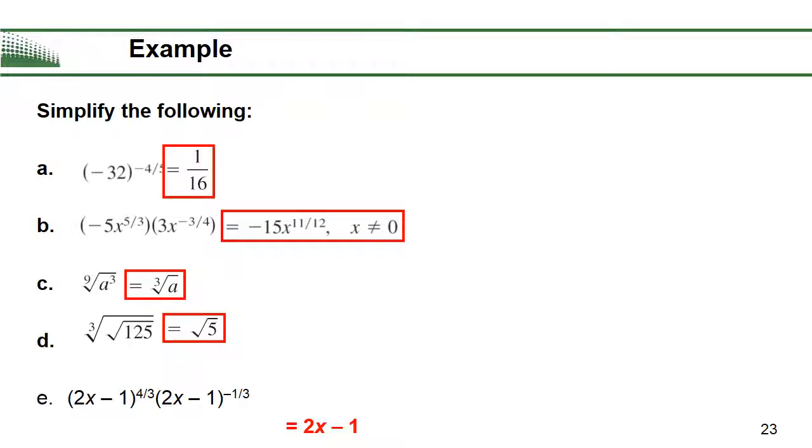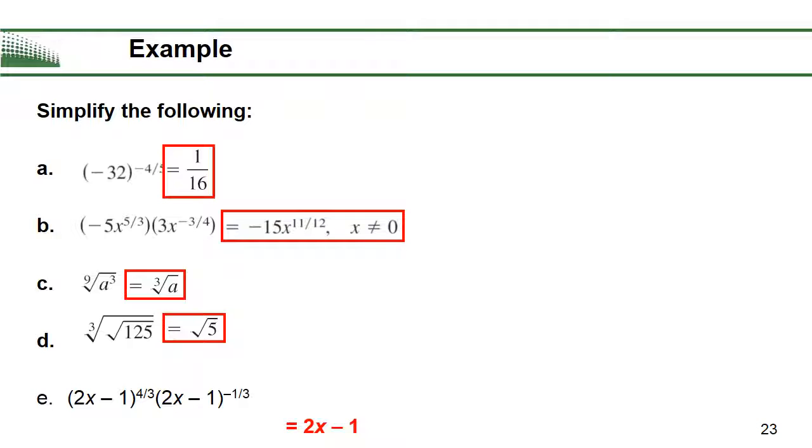Here are our answers. -32 to the -4/5 is 1/16. Remember that negative power flips it upside down. It's a positive answer because we're raising a negative number to an even power, the 4th power. The 5th root of 32 is 2. 2 to the 4th is 16.